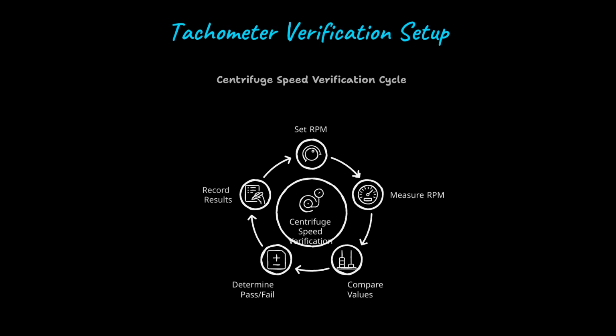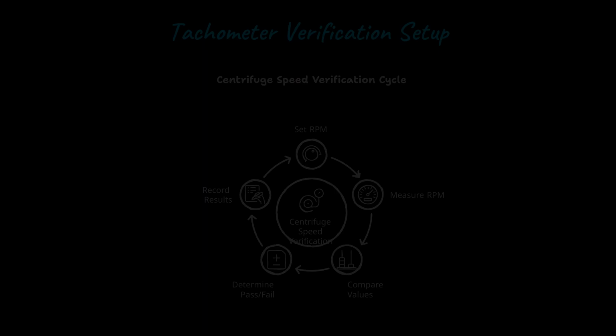Verification is straightforward. A photoelectric or magnetic tachometer senses rotor rotation once the centrifuge stabilizes at its representative daily speed. The technician compares the display value to the tachometer reading. If they agree within 5%, the maintenance log records a passing result with the date, technician initials, and both numbers. If not, the centrifuge is taken out of service immediately.